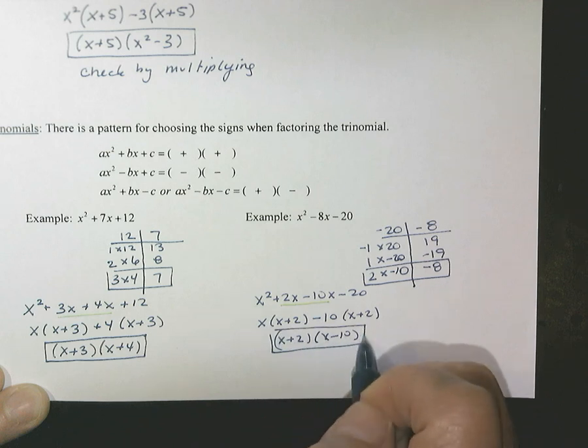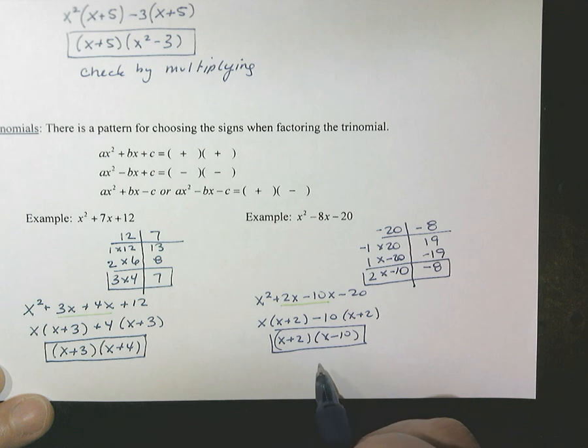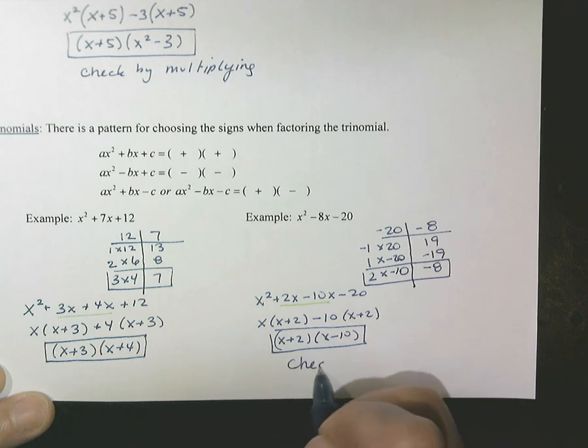And when you're doing factoring, it doesn't matter the order. I could have easily said x minus 10 multiplied by x plus 2, because when you're multiplying something, it doesn't matter if you multiply 2 times 3 or 3 times 2. Products, it just doesn't matter the order you multiply in. And I would check by multiplying.